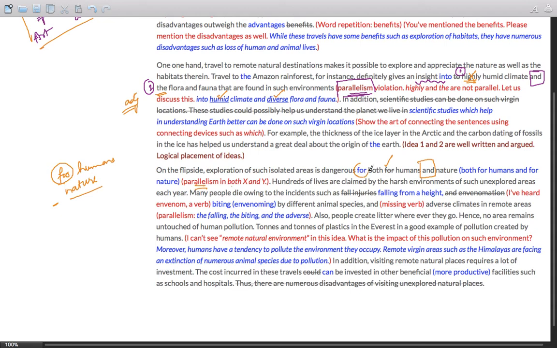The right structure is either "both humans and nature," where these are nouns, or "both for humans and for nature." Okay, so "for humans and for nature," this is parallel. The student has made a third parallelism mistake over here, and in order to rectify that, I have added "the" before all of them: the falling, the biting, the adverse. So this is parallel. You can go through this mistake in detail.